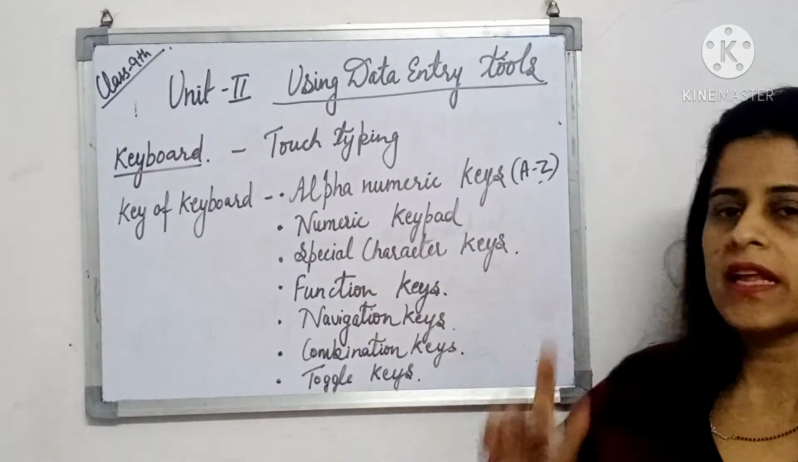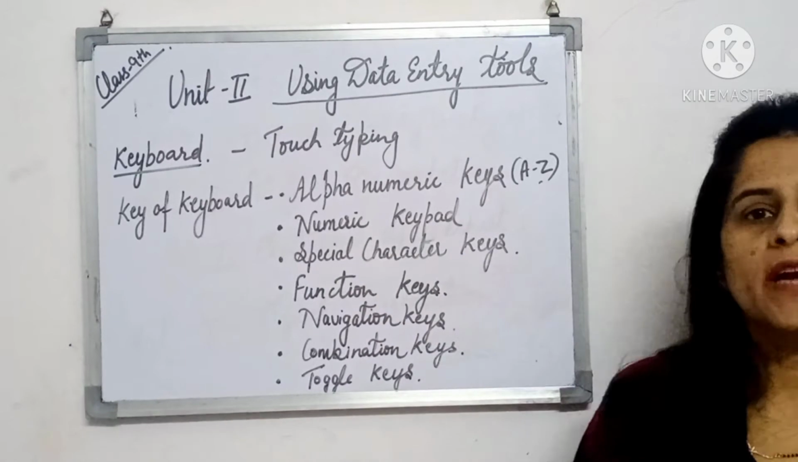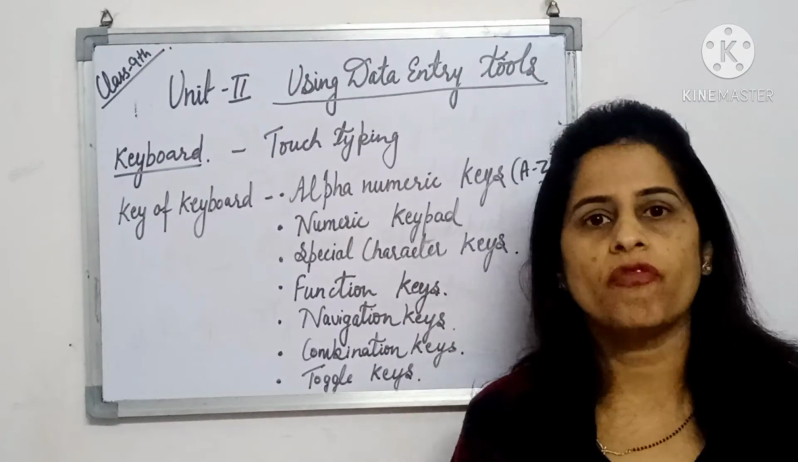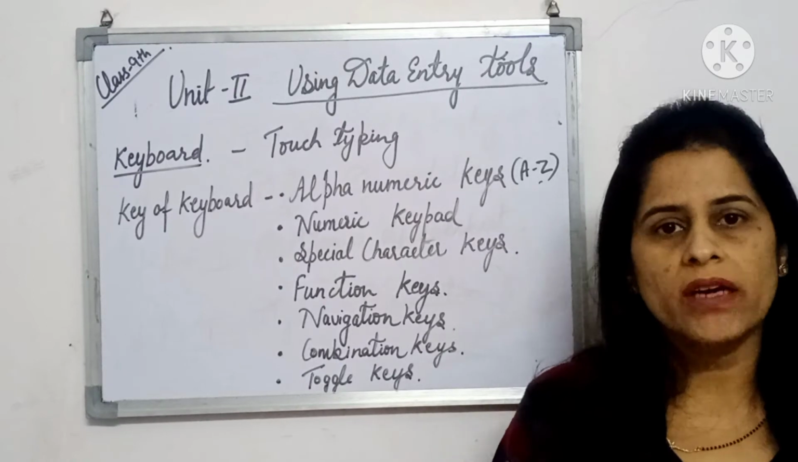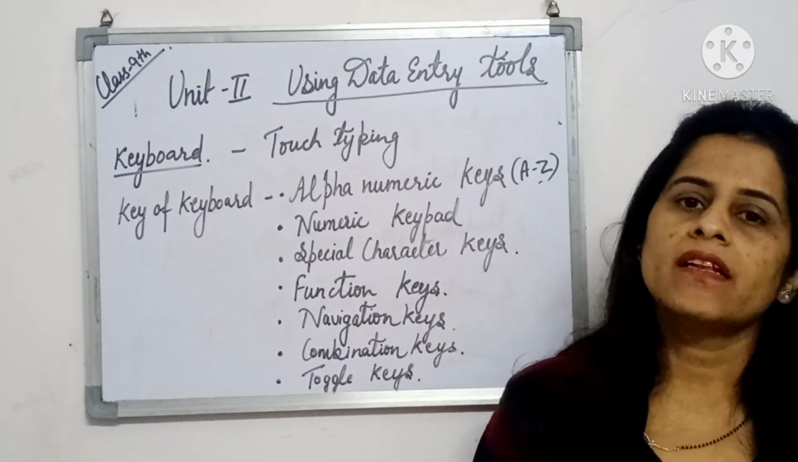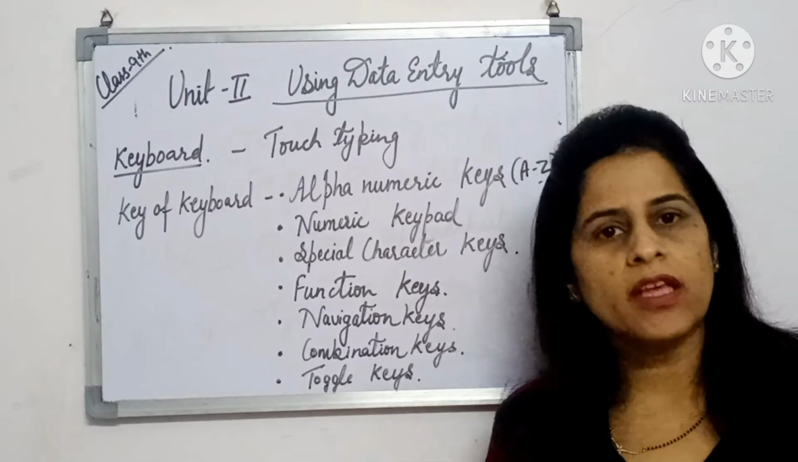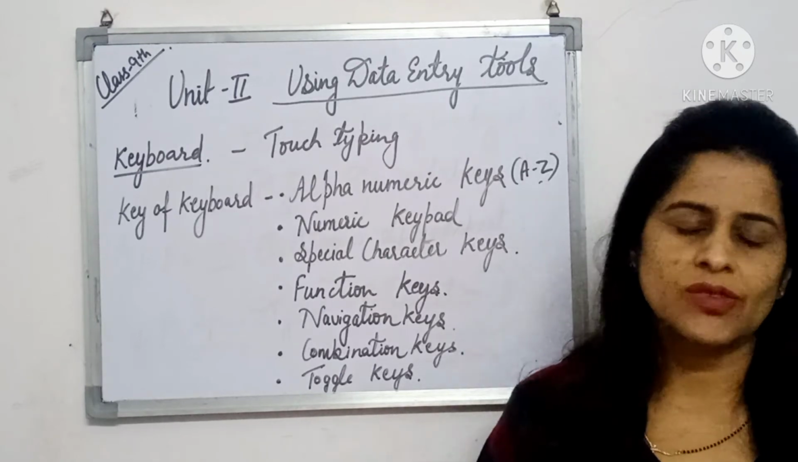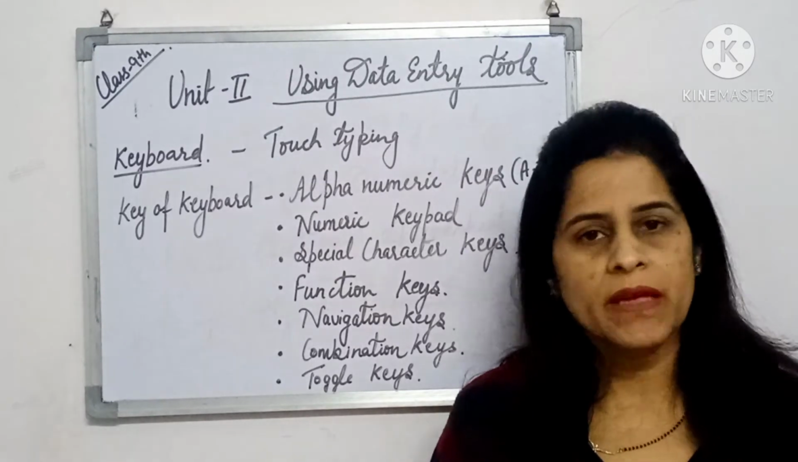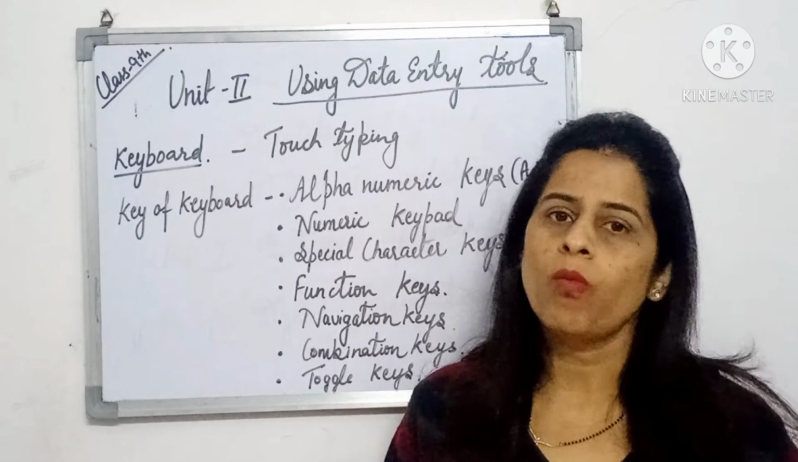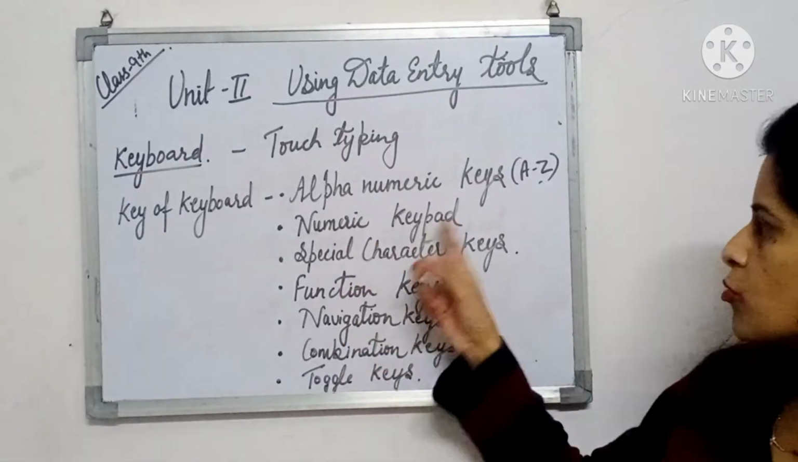Next is your numeric keyboard. What is the numeric keyboard? The numeric keyboard is placed at the right hand corner of your keyboard. The numbers 1 to 9 are there, and when you press the numlock key, then the numeric keypad will be active, and you can use the keys of the numeric keypad 1 to 9. That is the numeric keypad.